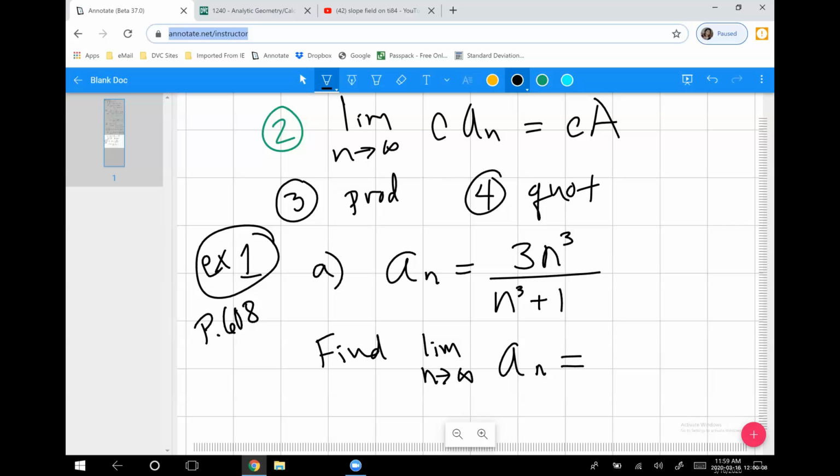I mean, I kind of just do L'Hopital's because if you plug in infinity, you would just get infinity over infinity.